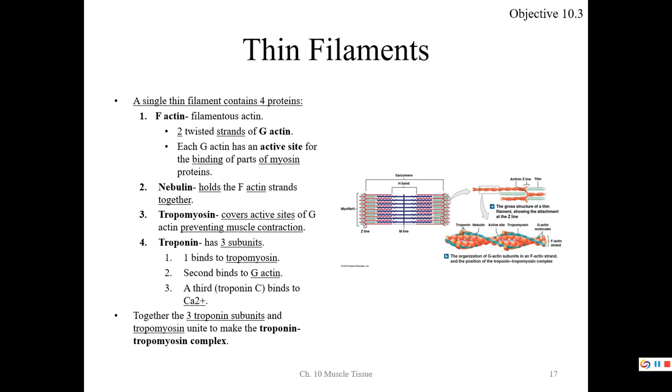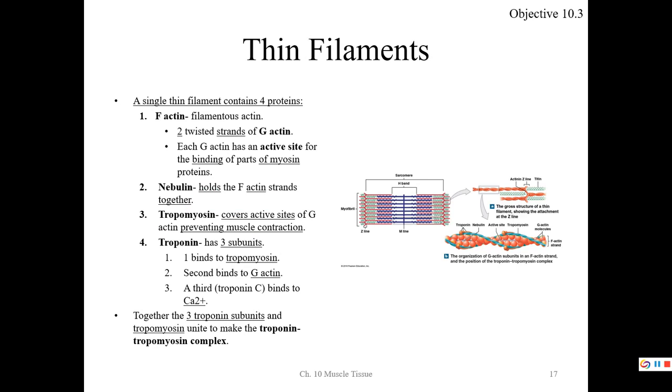Remember, it's going to be like a date. Myosin wants to hold hands with actin. Now, there's a glue that holds the 2 F-actin strands together, called nebulin. Nebulin is like a glue to hold the 2 strands together.